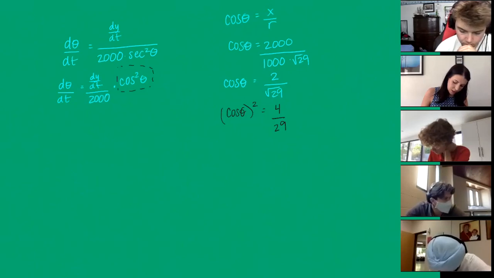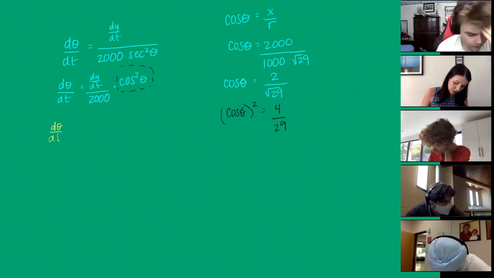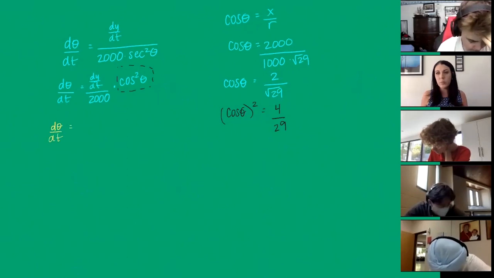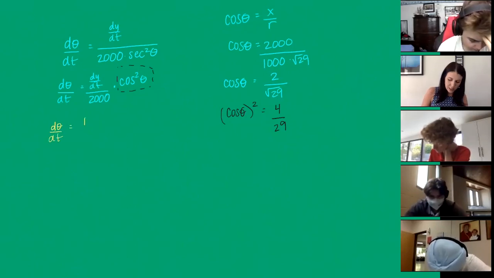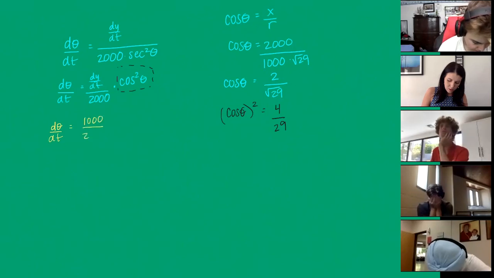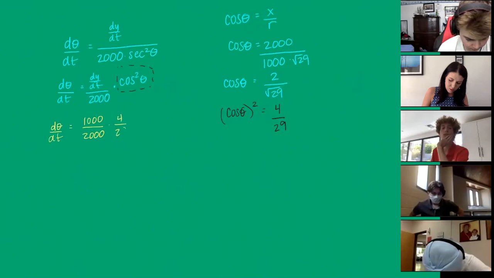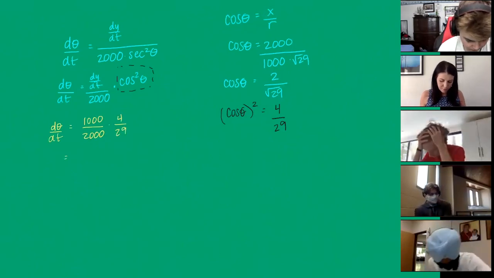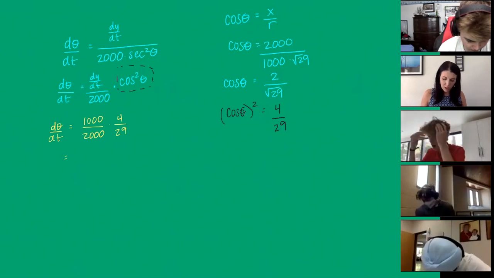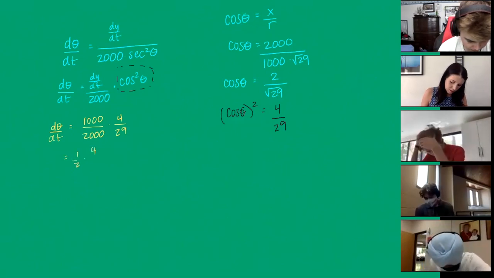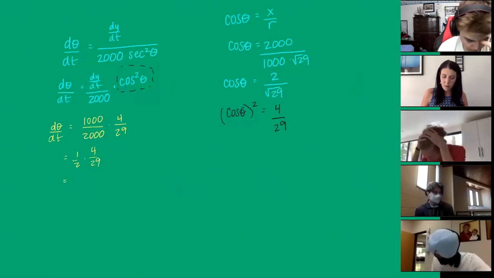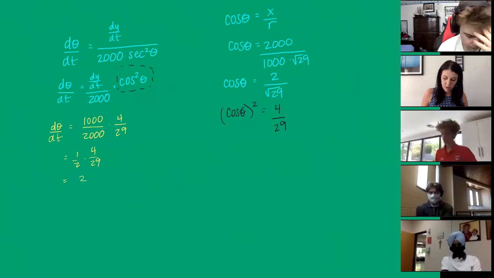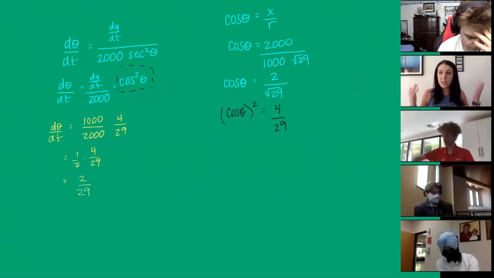So d theta over dt, Nathan, what did you plug in for your dy dt? It would be 1,000. Great. 1,000 over 2,000 times 4 over 29. Perfect. Okay, so you can simplify some pieces of that. The first, you can simplify to 1/2. 4 over 29, you can also just simplify the 2 and the 4, so it'd be 2 over 29. Perfect. And notice we didn't need a calculator.